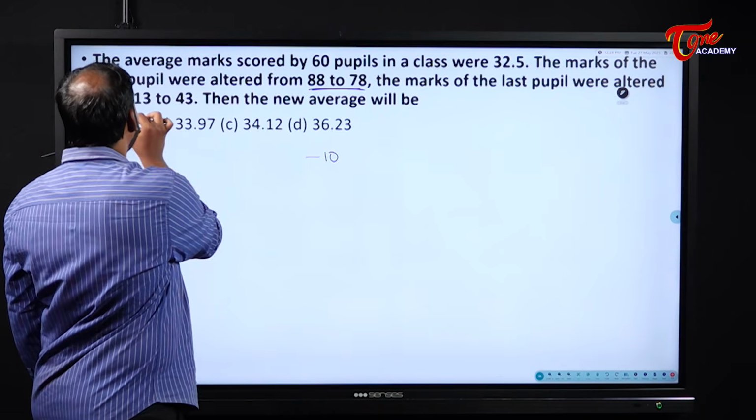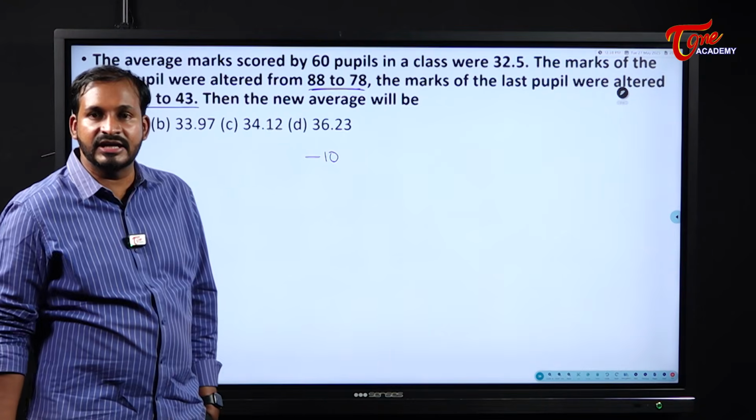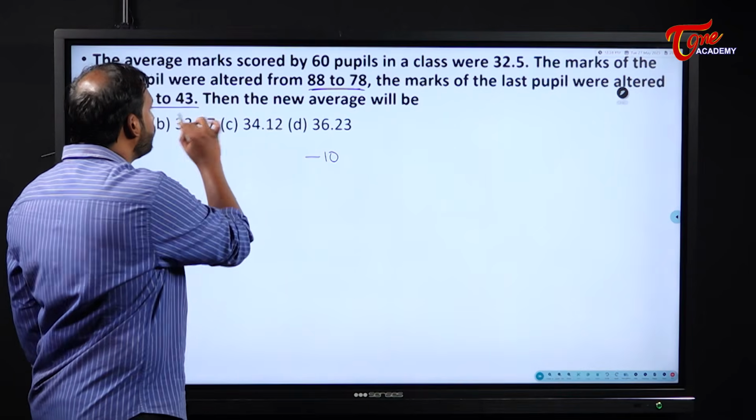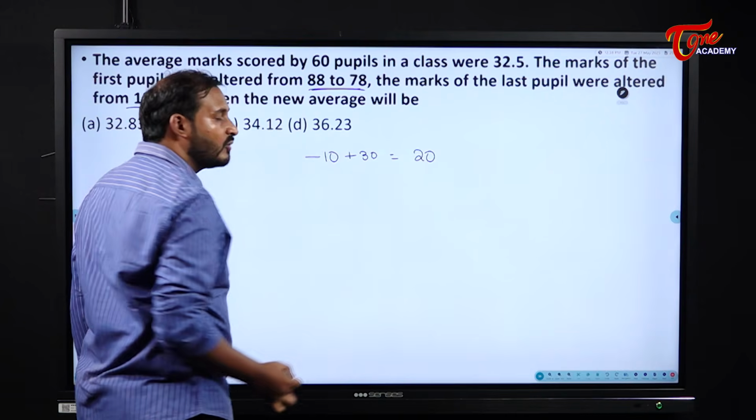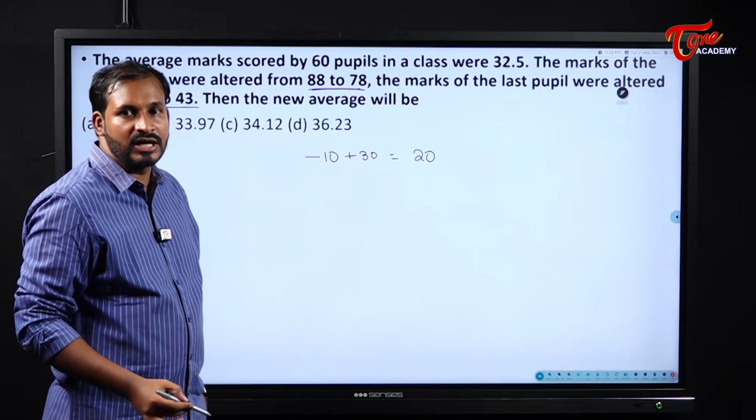And the last one, from 13 to 43. Whether it is decreased or increased? Increased. Increased by how much? Plus 30. That means the overall change is how much here? 20. The overall change is 20.